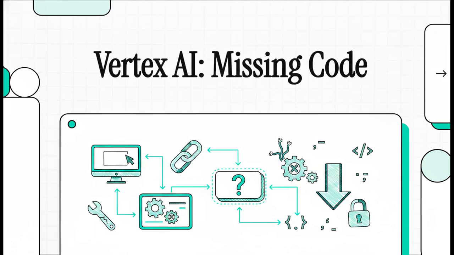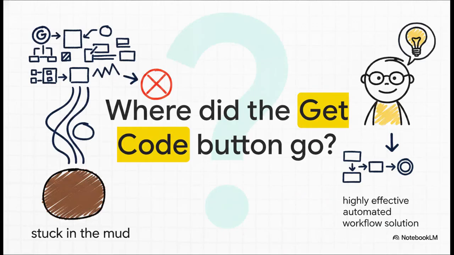You log in, fully ready to build out your incredible automated content engine, and boom, your workflow is instantly paralyzed. Why? Because that favorite Get Code button in Vertex AI, it's completely vanished, just gone. And automations are breaking absolutely everywhere. So, where exactly did it go? Without that one simple button, you are officially stuck in the mud.